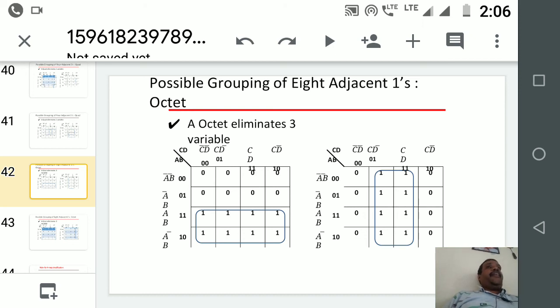And this is our main aim. What is the use of K-map? To reduce the size of the Boolean expression. How to reduce the size of the Boolean expression? We can eliminate the number of variables. If you eliminate the number of variables in the Boolean expression, then automatically the size of the Boolean expression will be reduced. So as concerned to octet, 3 variables will be eliminated from the Boolean equation.